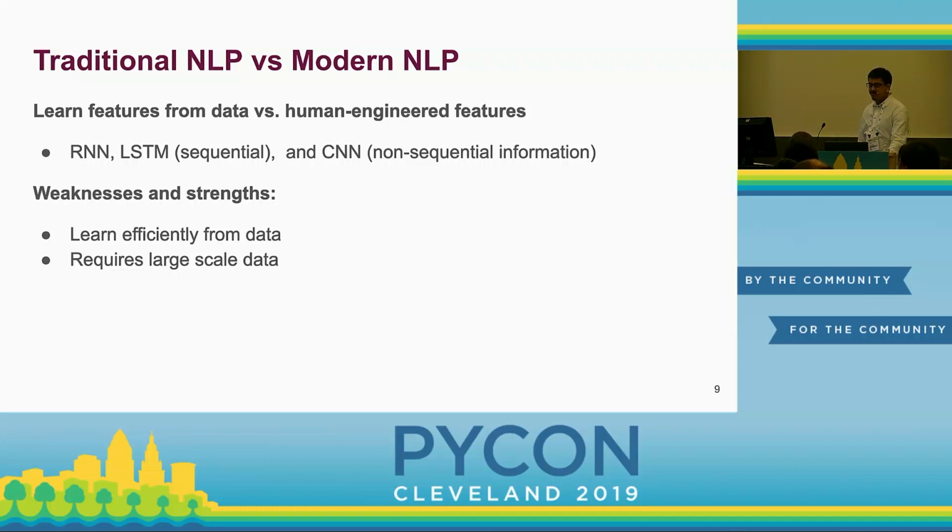So traditional NLP versus modern NLP. Traditional NLP is about human-engineered features, and the modern way is to learn features from the data automatically using some tool like RNN, LSTM, or CNN. Each one operates very differently, so we will learn more about these later on. As for strengths and weaknesses, I only listed 2, but there could be a whole list. The advantage is that these models can learn features efficiently from data. The disadvantage now is that it requires large-scale data.